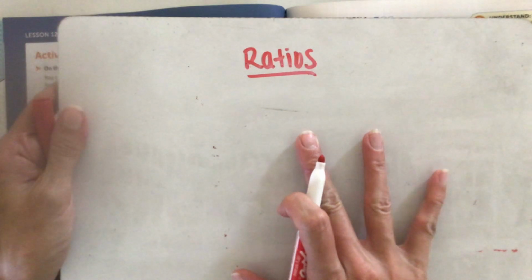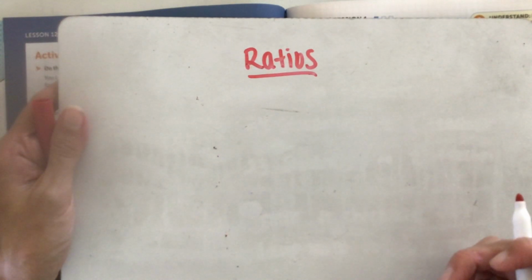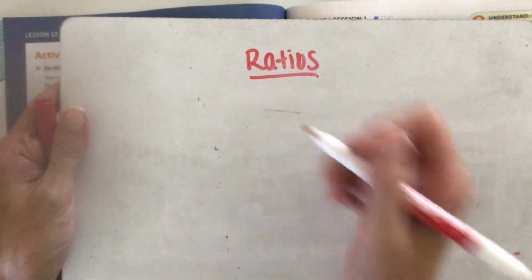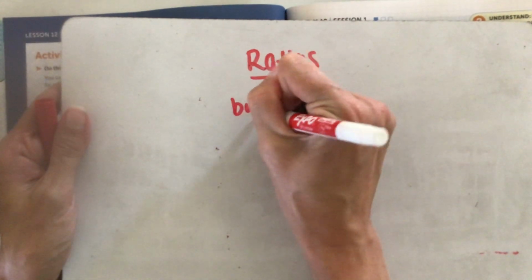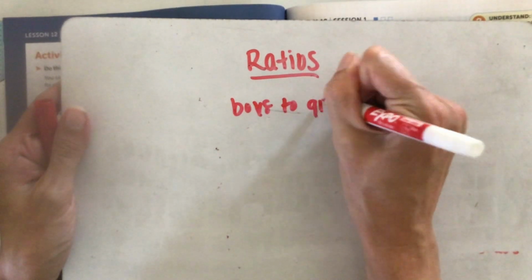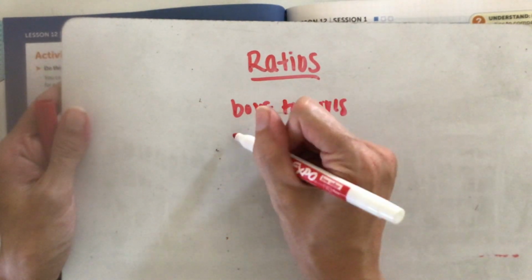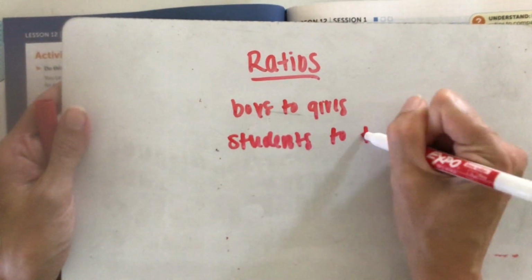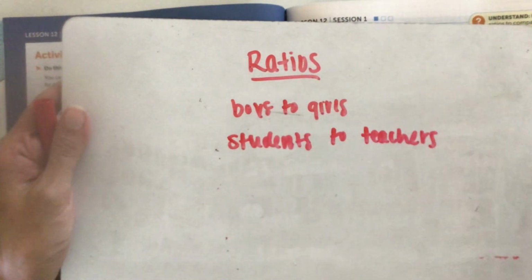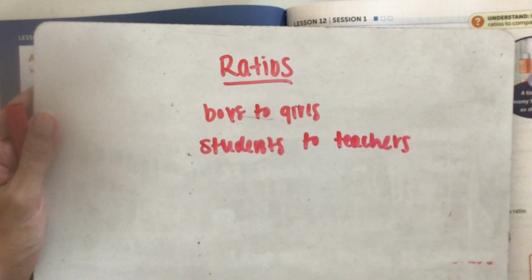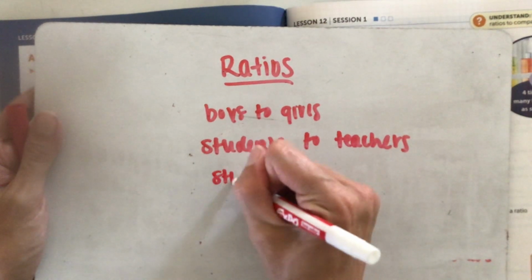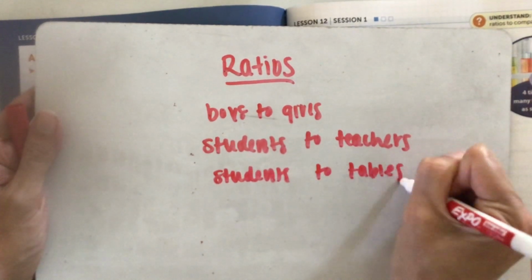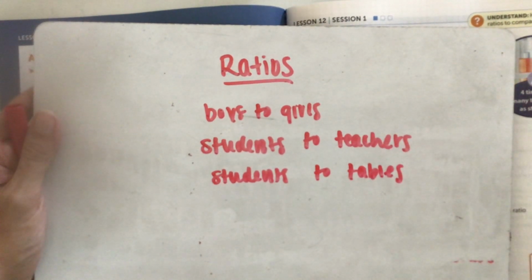A ratio is a comparison of two values, and we use this all the time. In our classroom, we have a ratio of boys to girls. We have a ratio of students to teachers. And we probably have a whole bunch of other ratios as well, such as students to tables. I could assign a value for all of these.